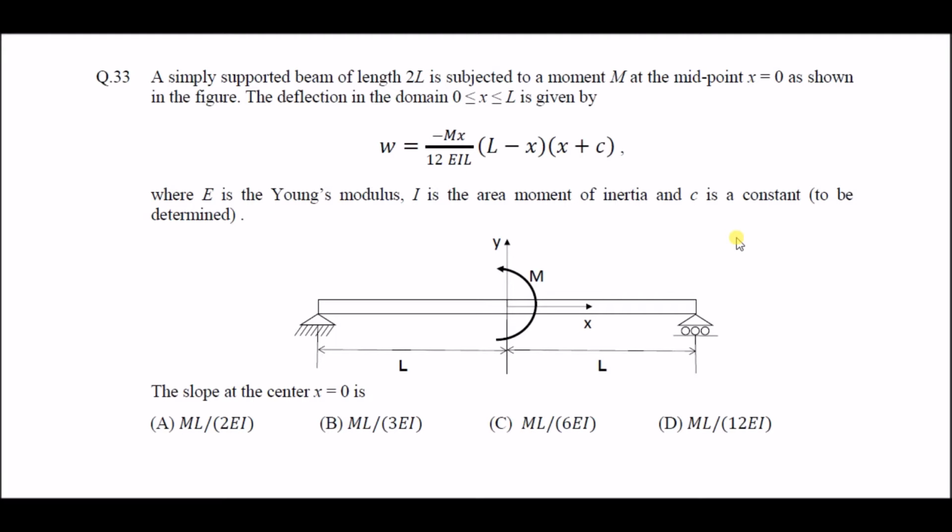Question 33. A simply supported beam of length 2L is subjected to a moment M at the midpoint, x equal to 0, as shown in the figure. The deflection in the domain 0 to L is given by w = -Mx/(12EIL) (L - x)(x + c), where E is the Young's modulus, I is the area moment of inertia, and c is a constant to be determined. The slope at the center x equal to 0 is.